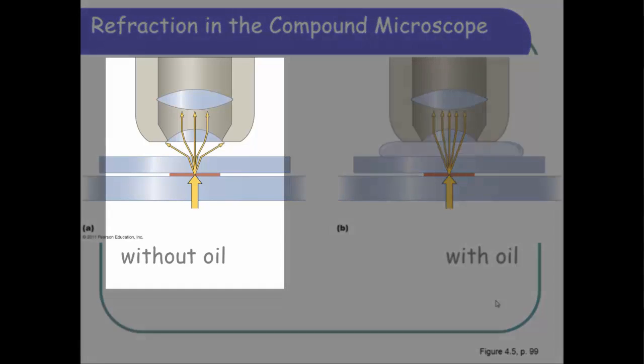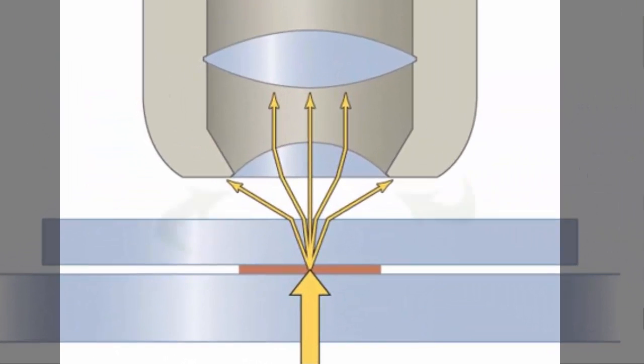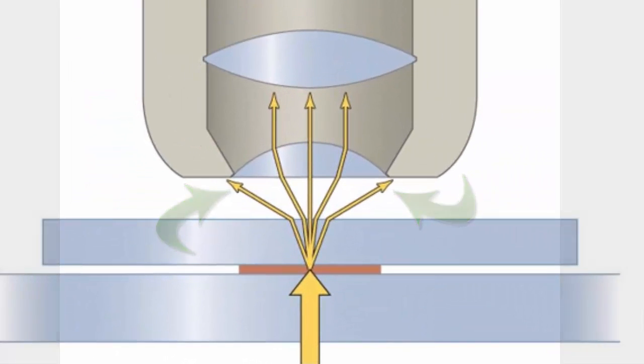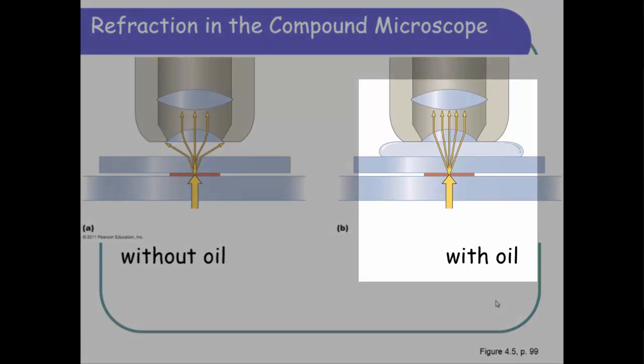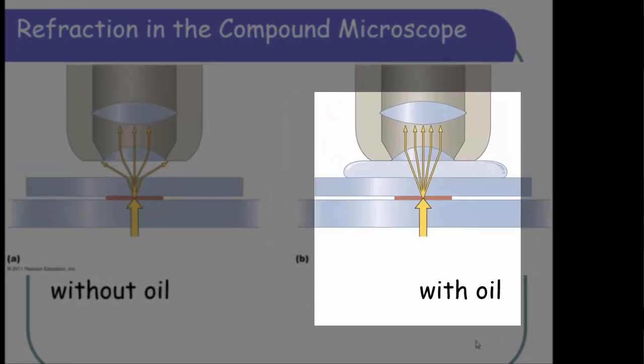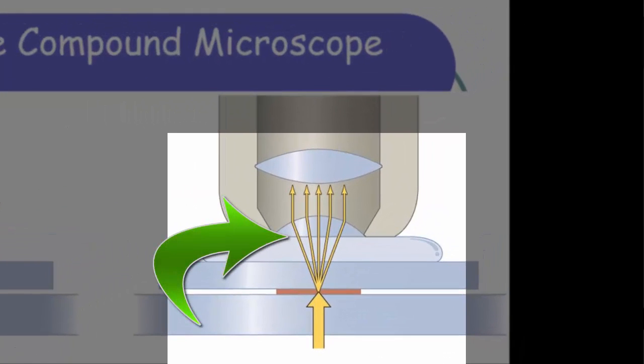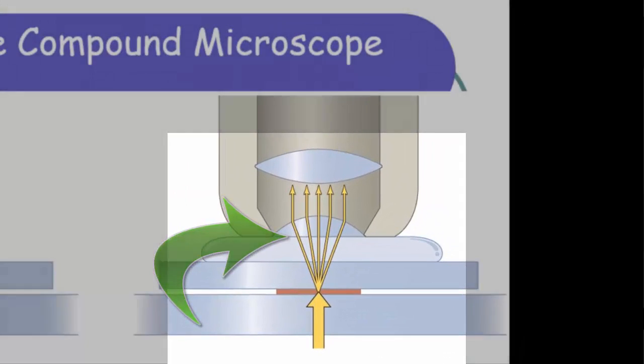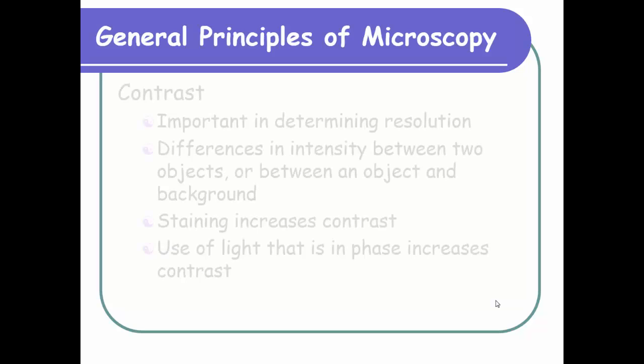This shows without oil, the oil immersion lens would actually miss some of the light waves. When we put the immersion oil on the slide, however, it refracts the light in such a way that all the light waves will enter into the objective lens.